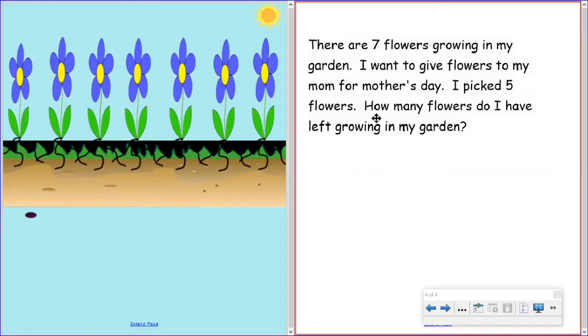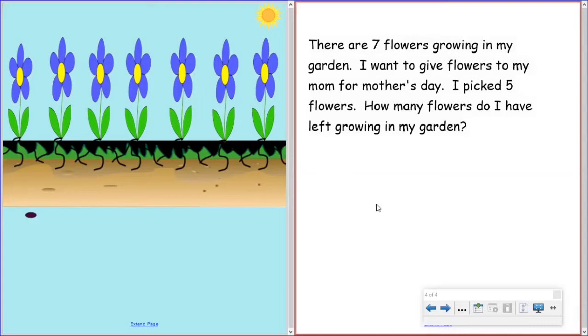The next sentence says, how many flowers do I have left growing in my garden? Oh, I see a question mark. A question mark tells us that it's an asking sentence. It's asking us a question, and we're going to have to answer it. Then I see the words, how many, at the beginning of the sentence. How many tells me I'm going to be counting to find the answer. You have to count to get the amount. It's asking how many flowers do I have left. So I'm going to be counting the ones that are left growing in my garden.